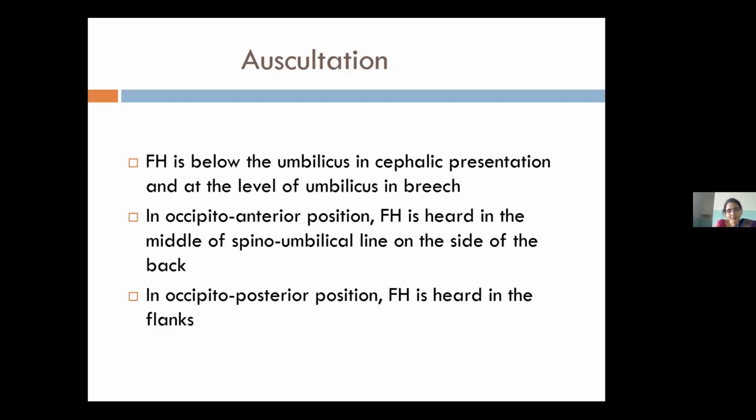On which side is the back, you have to identify. Then draw a spino-umbilical line, and in the middle part of the line, you will hear the fetal heart in an occipito-anterior position. If it is an occipito-posterior position, then the fetal heart is heard in the flanks. So the back is posterior and the heart is also more away from the midline. So you will hear the fetal heart in the flanks.